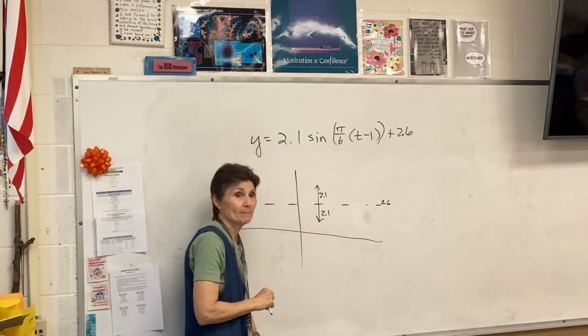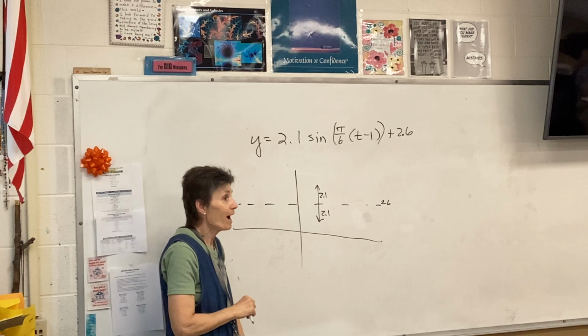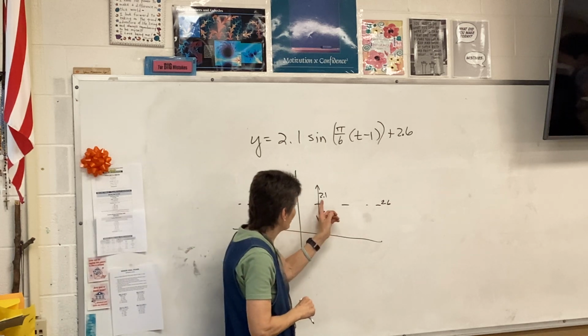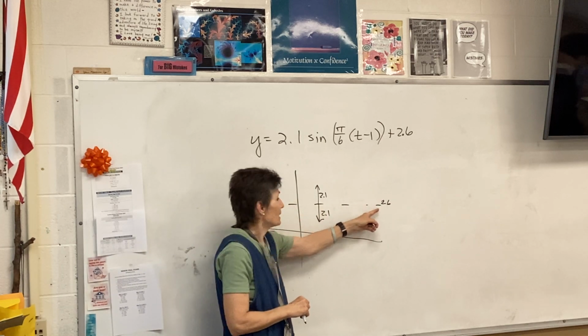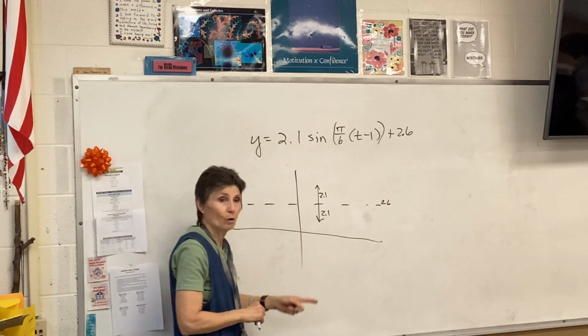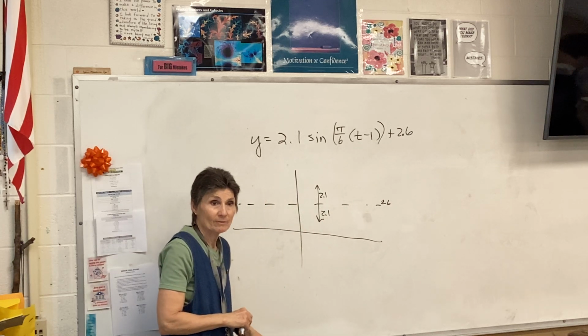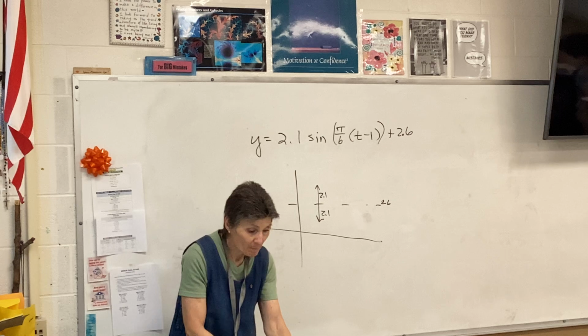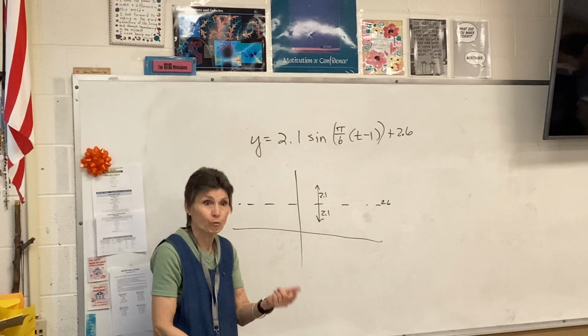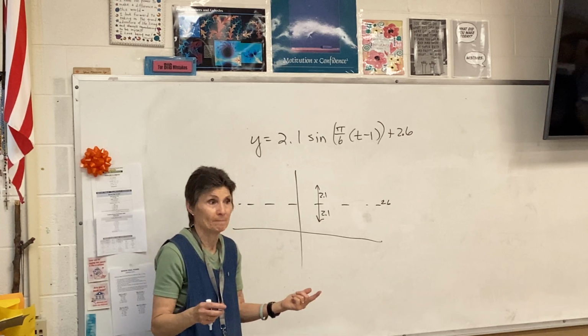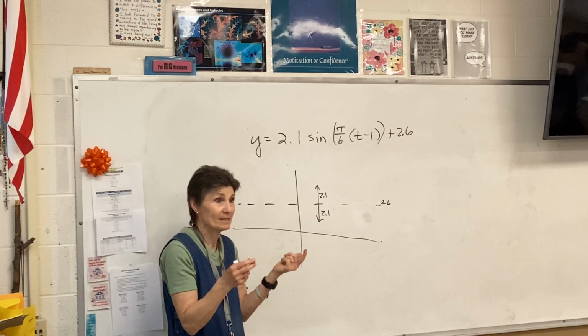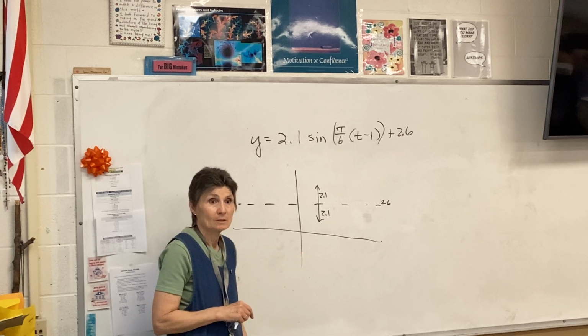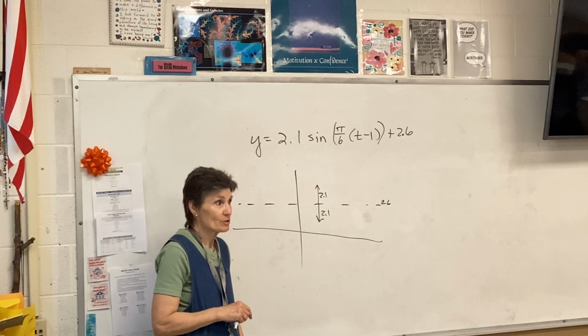Would you agree with that? Yeah. Which means the highest it can go would be 4.7, and the lowest it can go would be 4.5. So the maximum height of the tide is 4.7. That is a true statement because that is the highest that it can go. Does that make sense to you?